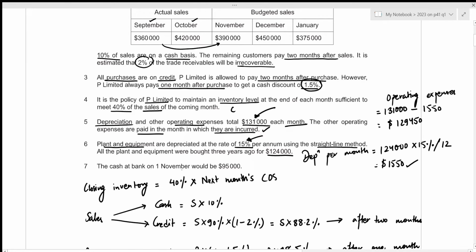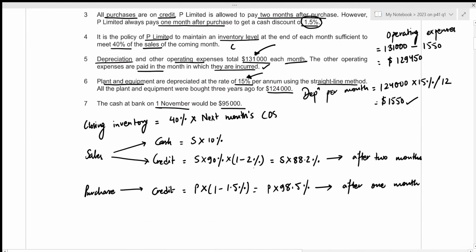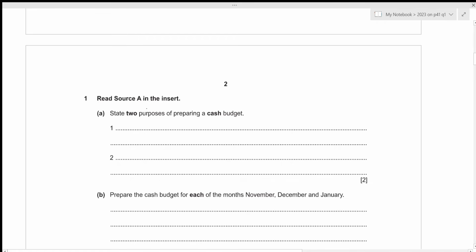Then the cash at bank on 1st November would be 95,000. So this will be the opening balance for the month of November. That's all of the information. Let's move towards the first question. We now need to see two purposes of preparing a cash budget.